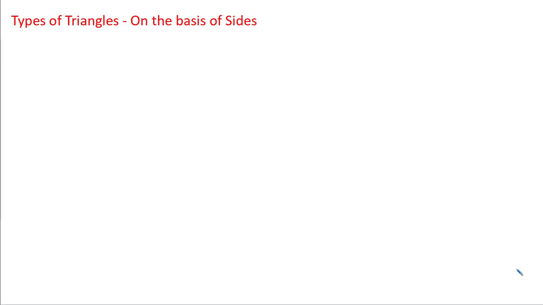Okay, so in this video we are going to discuss types of triangles and some other properties of triangles. Let's start with types of triangles. We are going to have a look at types of triangles on the basis of sides and on the basis of angles. First of all, let's start with the basis of sides.